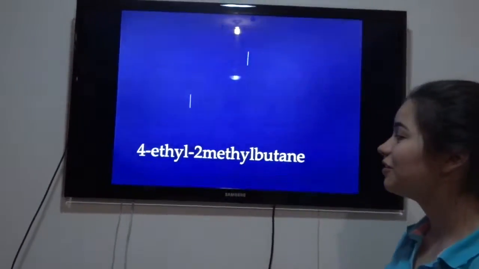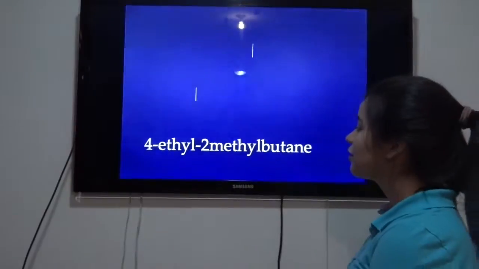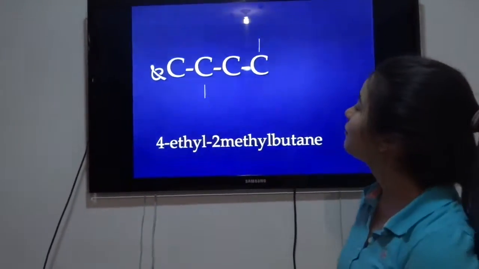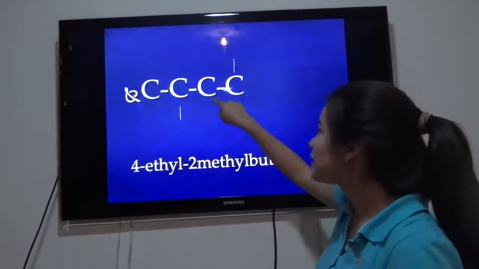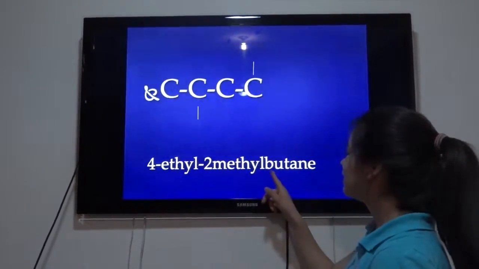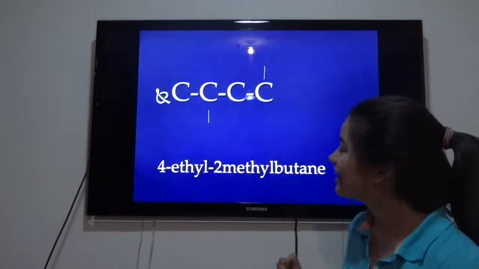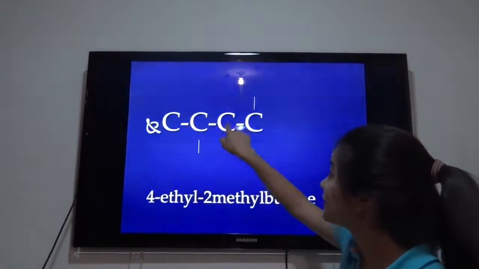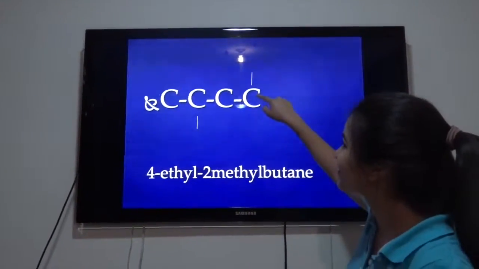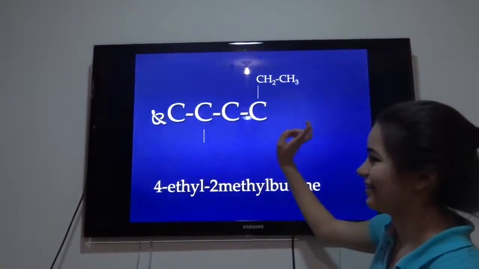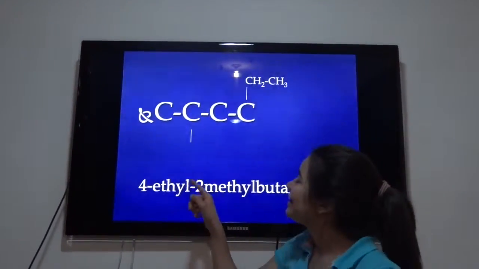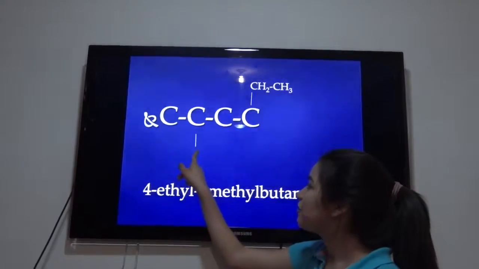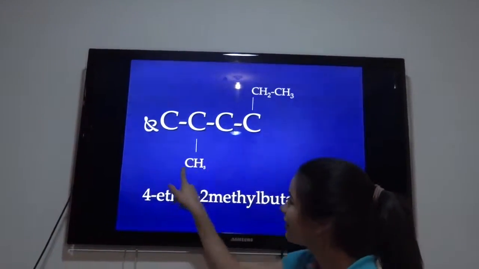Well, this is another example, which is 4-ethyl-2-methylbutane. We have here 1, 2, 3, 4 carbon atoms. Then, in carbon number 4, 1, 2, 3, 4, we have an ethyl. Then, in carbon number 2, 1, 2, we have a methyl, here.